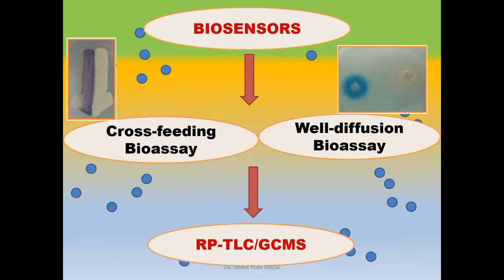This detection method is applied through the cross-feeding bioassay as well as the well diffusion bioassay. After the detection is confirmed by the biosensors, the N-acyl homoserine lactone quorum sensing molecules can be identified through RP-TLC, reverse phase thin layer chromatography, GCMS and also HPLC.